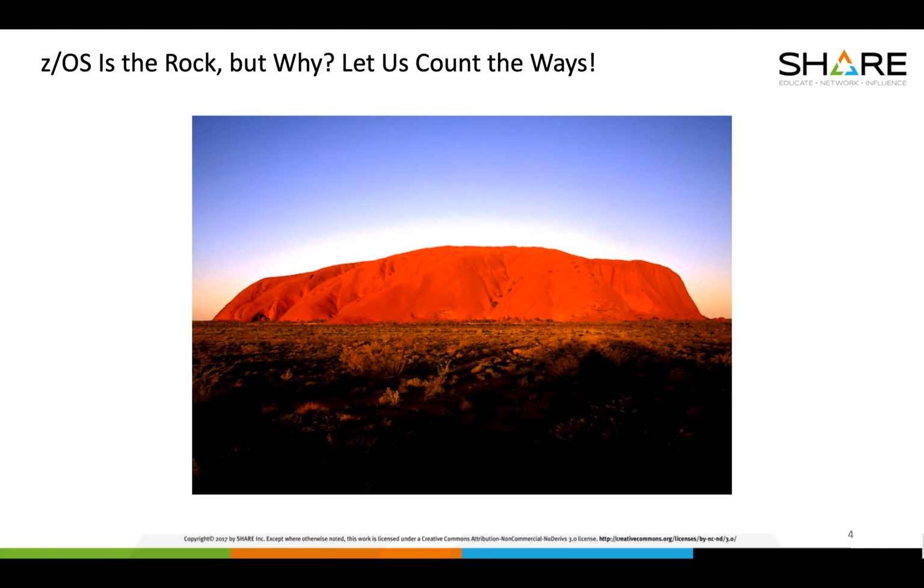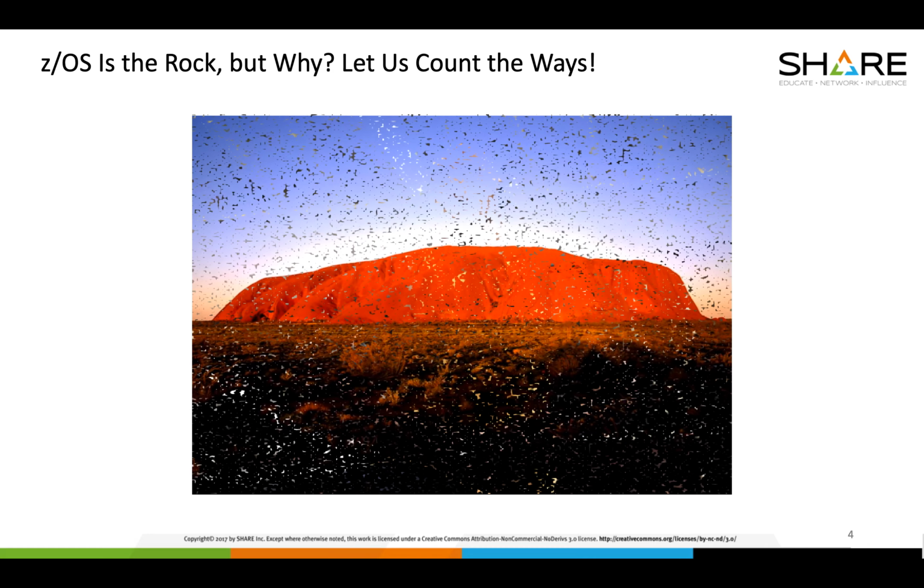Now, the next point for orientation is, why did I choose the title z/OS is the Rock? Well, one perhaps way to describe that would essentially be, hey, it's big, it's hard, impenetrable, securable. It's got all of those characteristics. But what I really had in mind was something else.